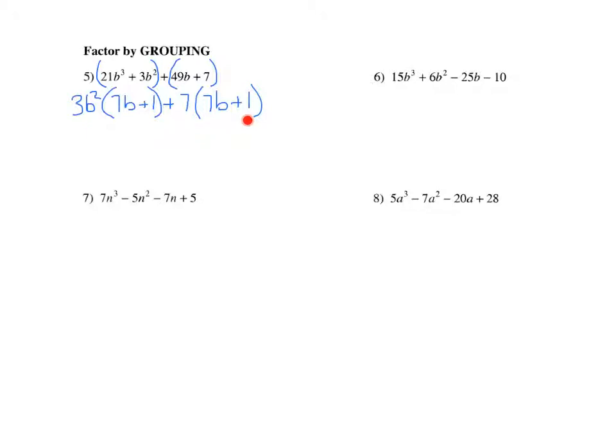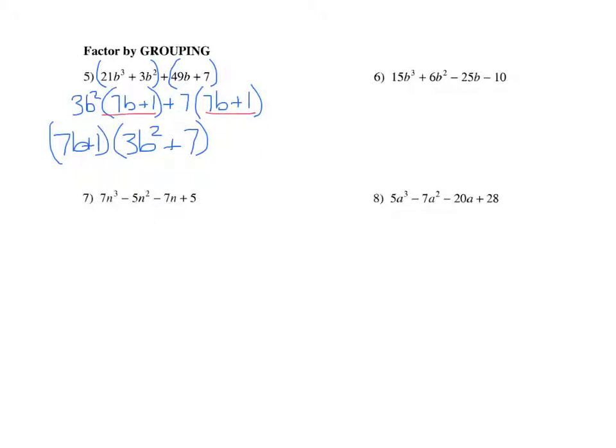So basically what you have is this big group of something plus this big group of something, and notice that those two big groups both have a 7b plus 1. So what we do is we pull out that 7b plus 1, and then we write whatever's left, which in this case, the first part would have a 3b squared, plus the second part is a 7. So one more time, what you're looking for is for these to match.